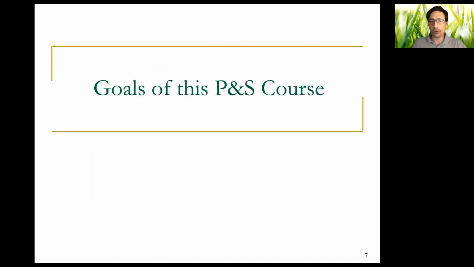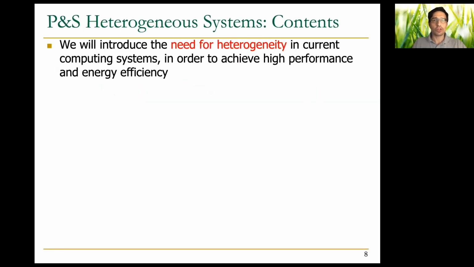Okay, what are the goals of this P&S course? So first of all, we will introduce the need for heterogeneity in current computing systems in order to achieve high performance and energy efficiency. We are already talking about this, why we need heterogeneous devices, essentially because we want to increase the performance and the energy efficiency in computing systems, and we want to use the most suitable device, if possible, for every particular workload or part of workload or application.